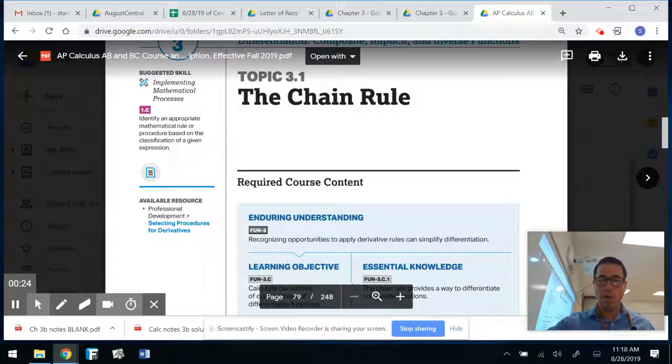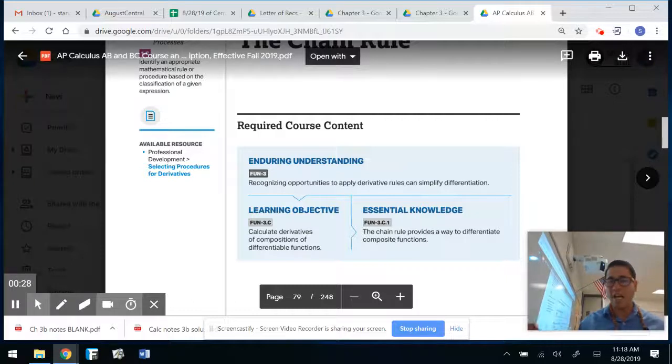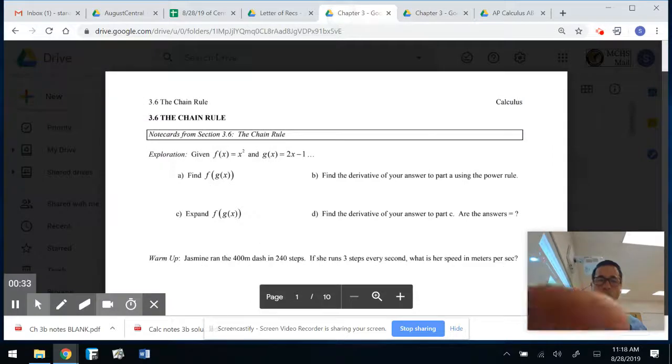It's topic 3.1, the chain rule. There's your enduring understandings, learning objectives, essential knowledge. If you're into it, hit that little pause button, but if not, here we go. Let's roll. All right, the chain rule.